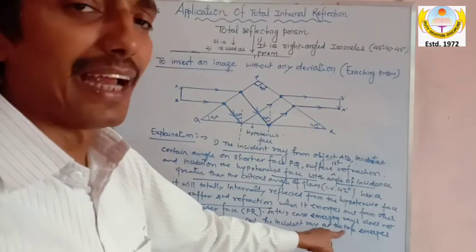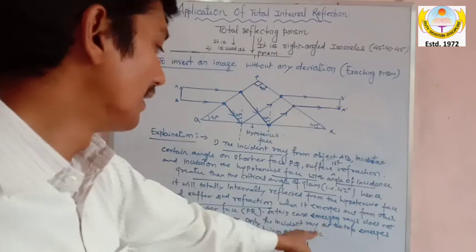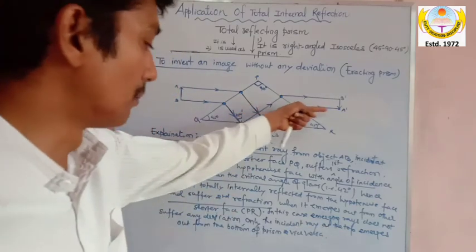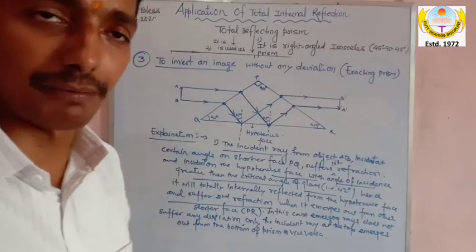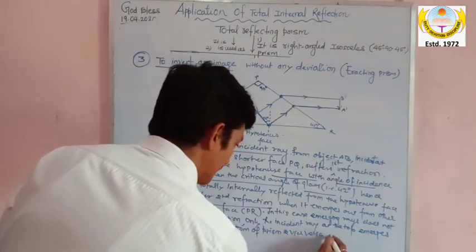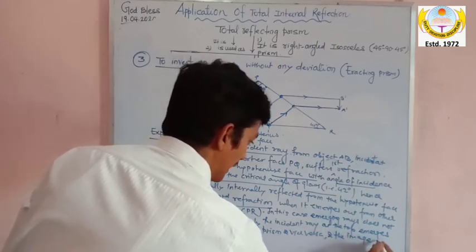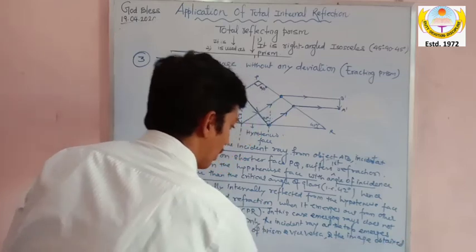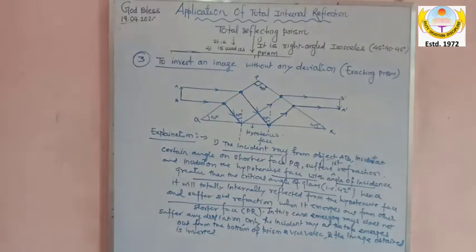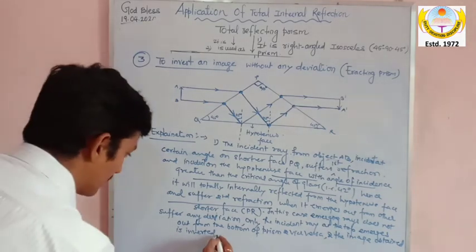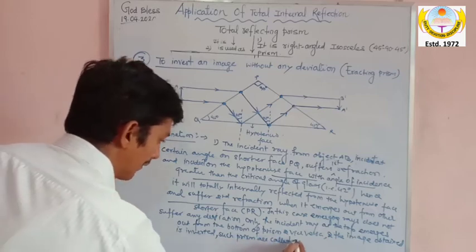Only the incident ray which is at the top will be emerging from the bottom of the prism, and vice versa. That is, the incident ray which is at the bottom will emerge from the top of the prism. Am I clear? And the image obtained is inverted. Such prisms are called erecting prism.